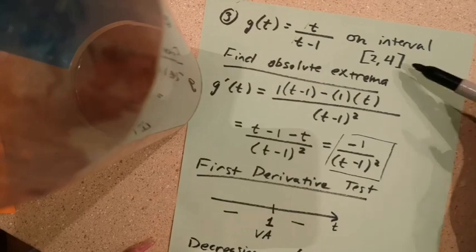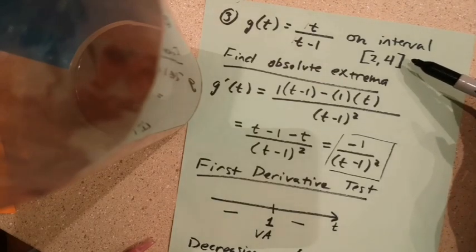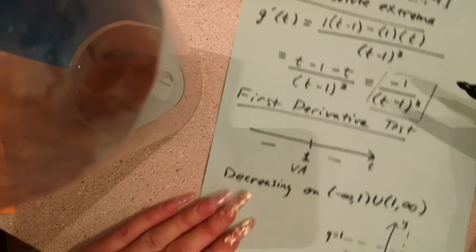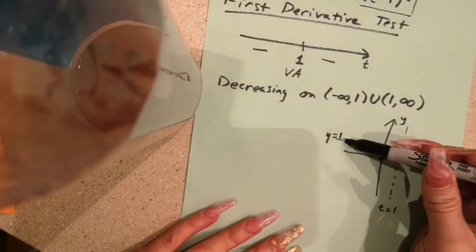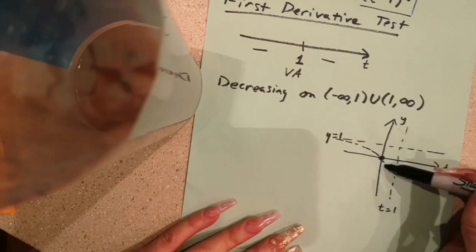The only other thing I have to look at is that I was looking specifically on the interval 2 to 4. So actually I'm not looking at this complete graph. Because if I was to draw in this complete graph, it would look something like this, right?